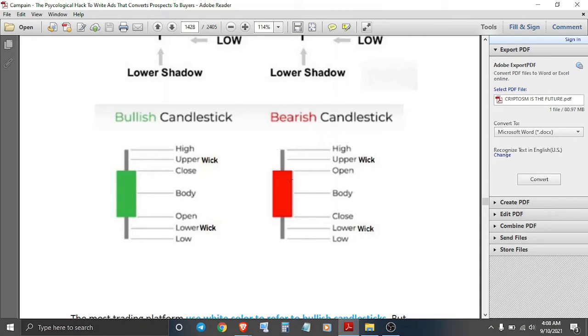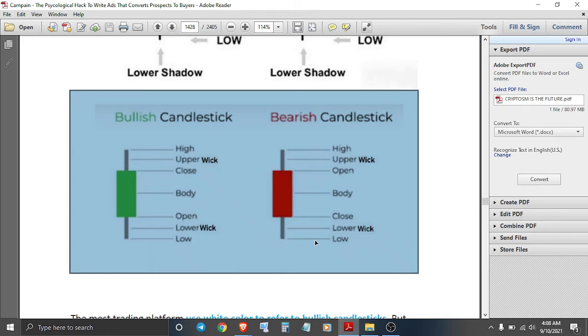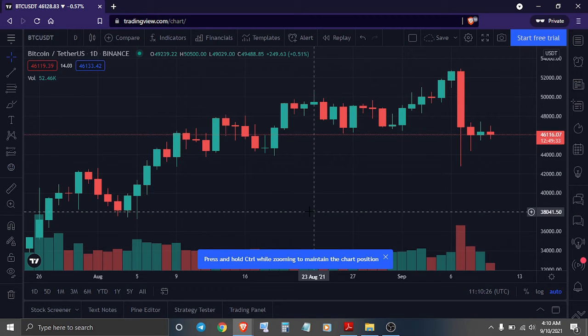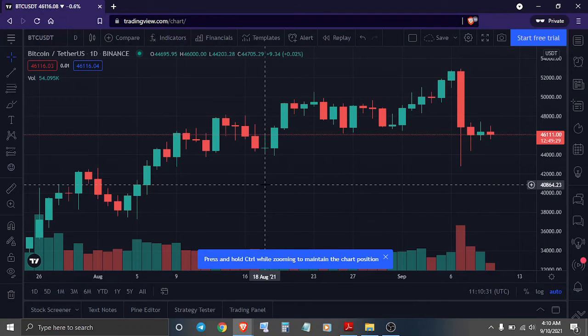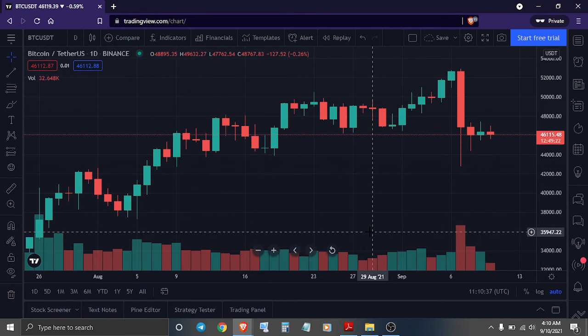So this is the wick, this is the shadow or the tail, and this is the body of the candle. This is the opening price, and this is the closing price. This is as high as the bearish candle went, and this is as low as the bearish candle went. For the purpose of this tutorial, I wanted to show us how this works in our normal live chart.